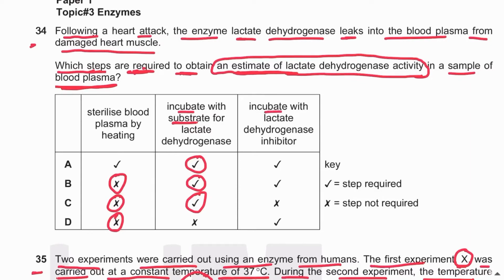Incubate with lactate dehydrogenase inhibitor. We should not do this because if we add inhibitor, the activity of the lactate dehydrogenase will decrease and we will not obtain a proper estimate of the lactate dehydrogenase activity. So the answer is C.